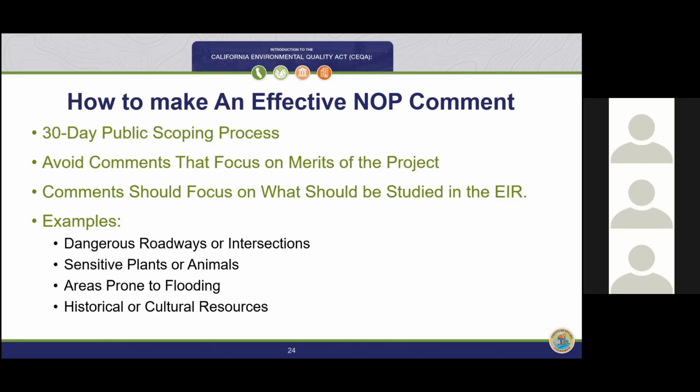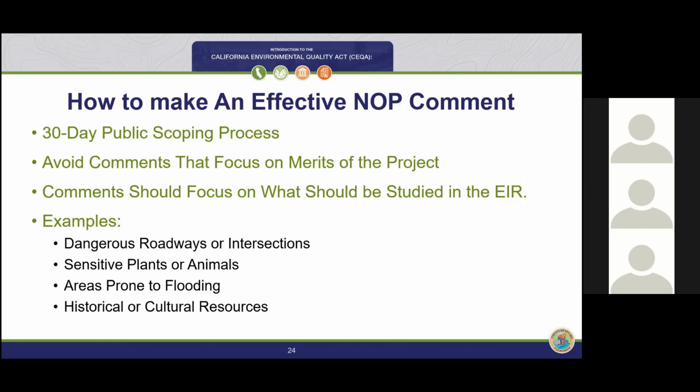So to make an effective NOP comment, there's a 30-day public comment period, and as part of this, you should avoid making comments that focus on the merits of the project. Really, the NOP process is structured so that the lead agency wants to know what should be considered in the EIR. What are the items that should be focused on for analysis? Commenting on the merits of the project is really outside the scope of that, and doesn't help the county effectively scope their project.